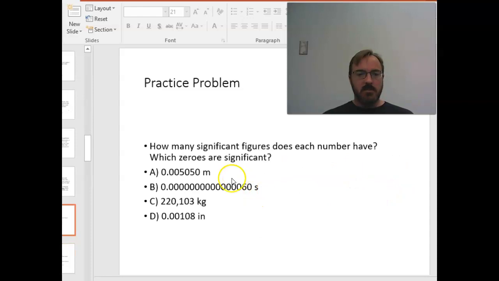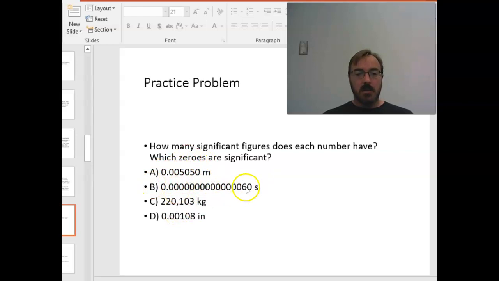So how many significant figures do each of these numbers have? You can pause now and think about it. I'm just going to go through it. For this number, remember, leading zeros are not significant, so we can ignore these for sig figs. All non-zero digits are always significant, and interior zeros are significant, so this 0 is significant. And then trailing zeros with a decimal are significant. So this number right here has 4 sig figs.